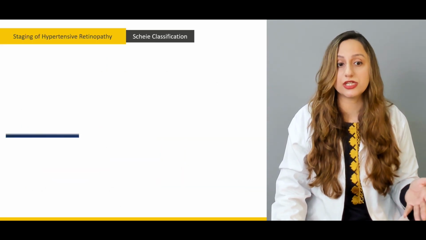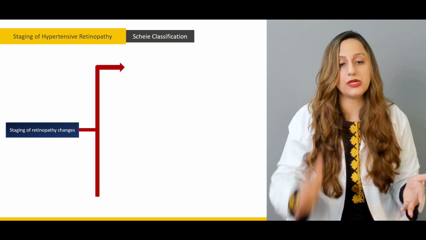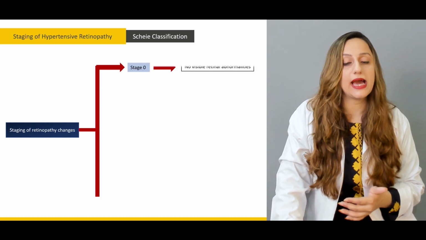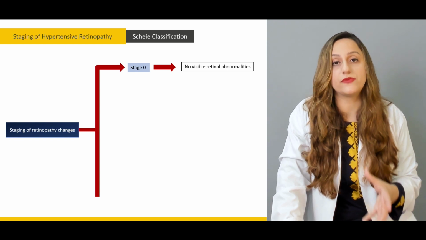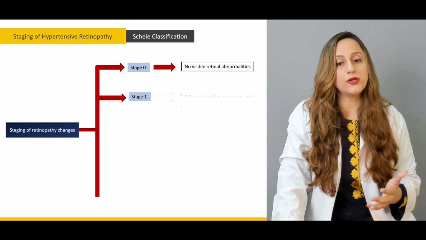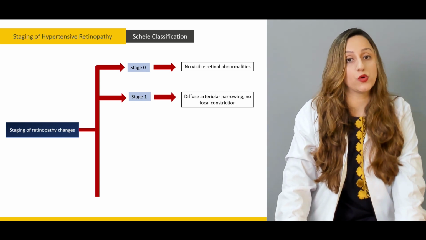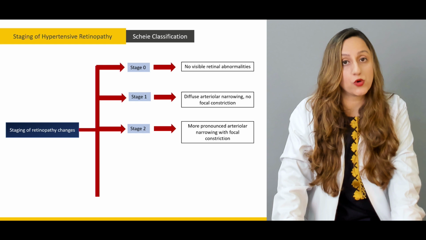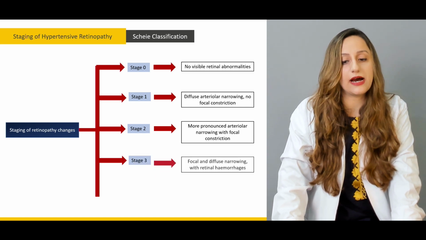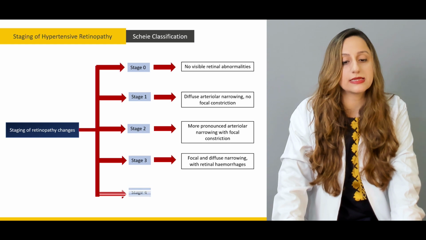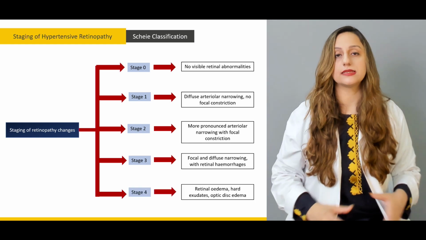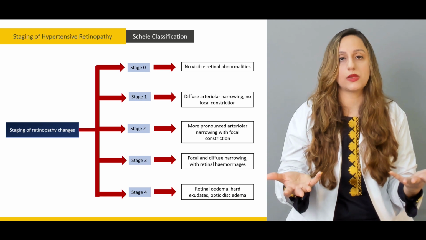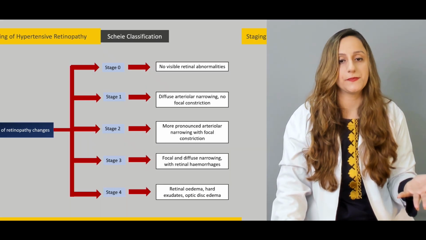Then we have the Scheie classification. The staging of the retinopathy would include different changes. Mainly, we have stage 0, in which there are no visible retinal abnormalities. Stage 1 would have diffuse arteriolar narrowing and no focal constriction. Stage 2 would have more pronounced arteriolar narrowing with focal constriction. Stage 3 would have focal and diffuse narrowing with retinal hemorrhages. And stage 4 would have exudates, edema, hemorrhages, and optic disc edema. So this is again one of the classifications, based on the severity of the condition.